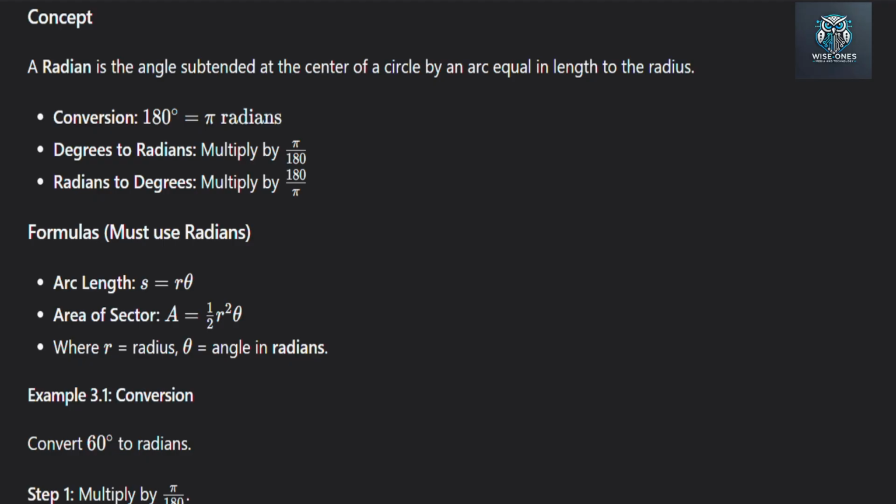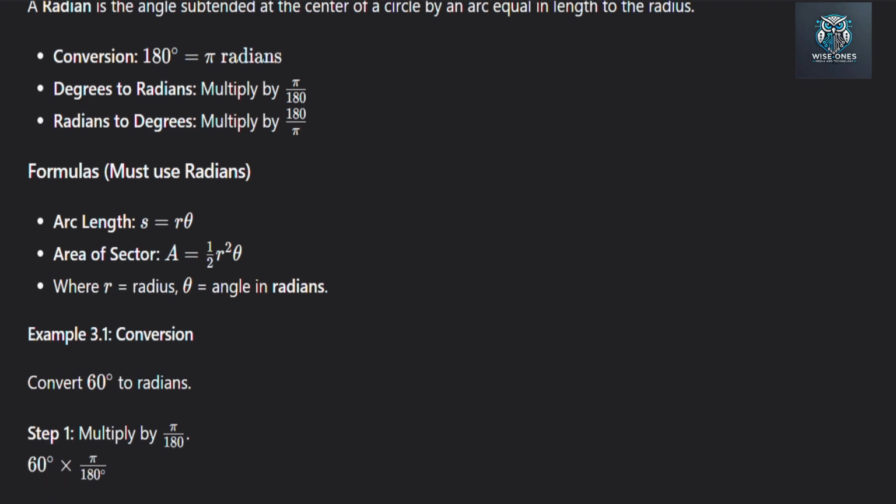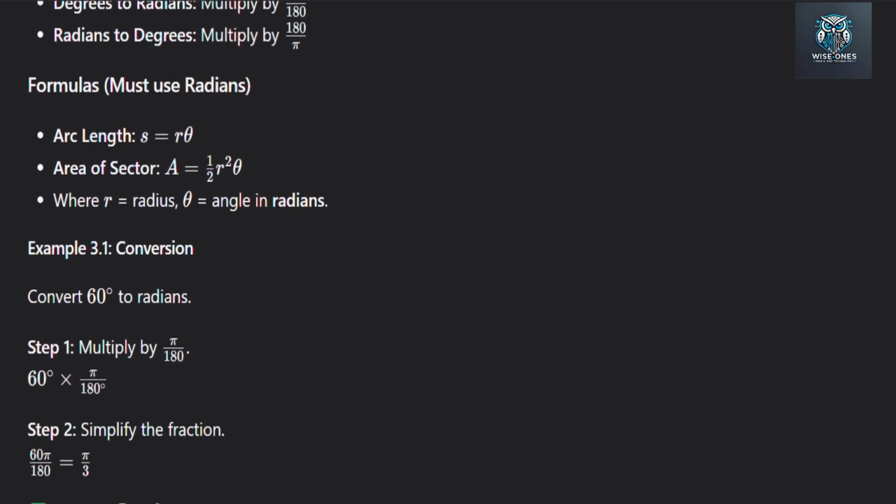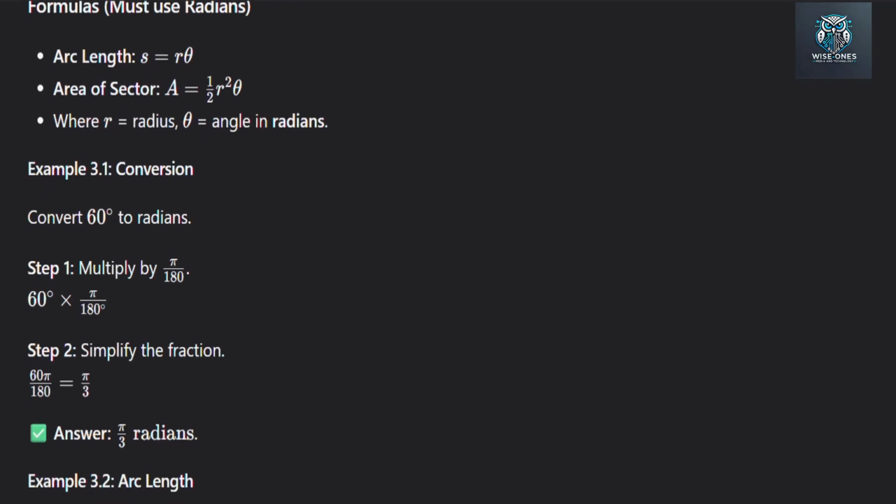There are formulas you must use when working with radians. Arc length S equals r times theta. Area of sector A equals 1/2 times r squared times theta. Here, r is the radius and theta is the angle in radians. Important, you must use radians for these formulas. If you use degrees, you will get the wrong answer.